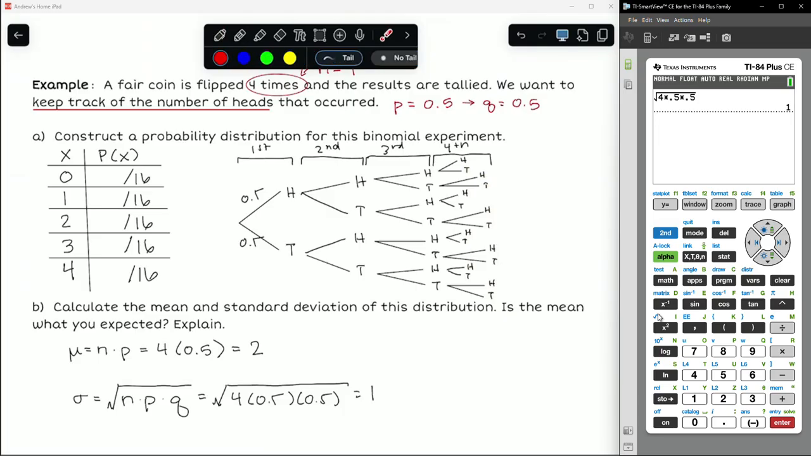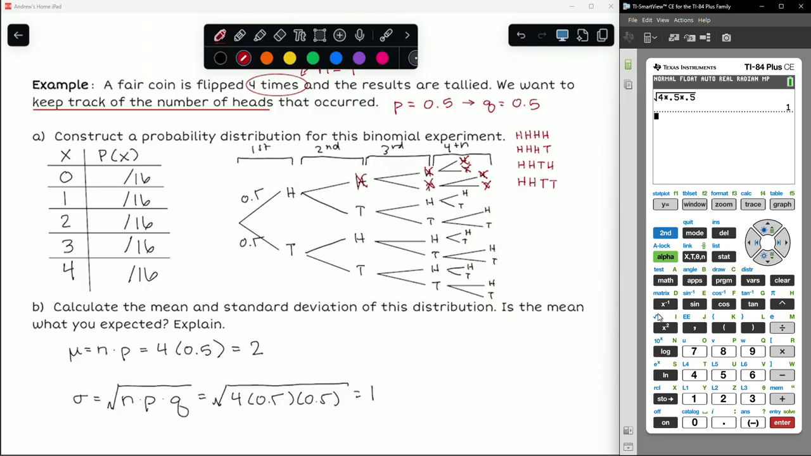So if I follow that first branch, that's a head, head, head, head. So I could have H, H, H, H. Next one is H, H, H, T, and then H, H, T, H, and then H, H, T, T. So that takes care of those 4 branches.